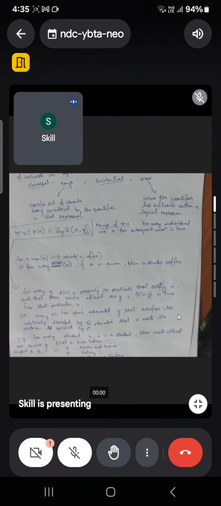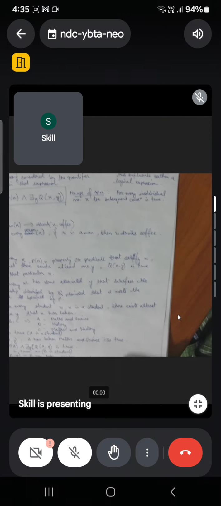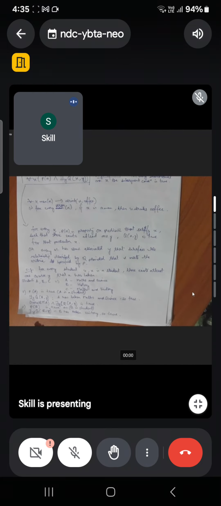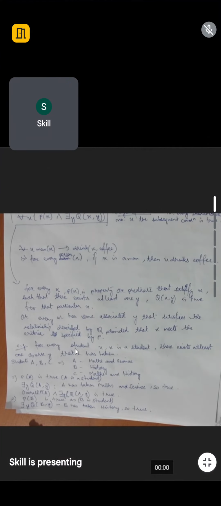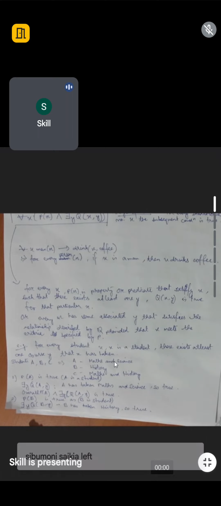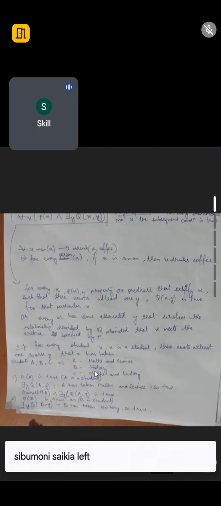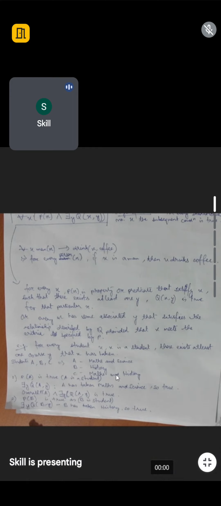This can be explained by using one example. Suppose we are declaring with variable x for every student, where x is a student, there exists at least one course y that x has taken. The students are A, B, and C. A has taken maths and science, B has taken history, and C has taken maths and history.